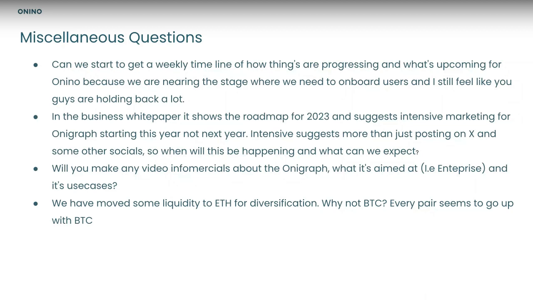So the next question is: the business white paper shows the roadmap for 2023 and suggests intensive marketing for ONI Graph starting this year, not next year. Intensive suggests more than just posting on Twitter or X and some other socials. So when will this be happening, and what can we expect?